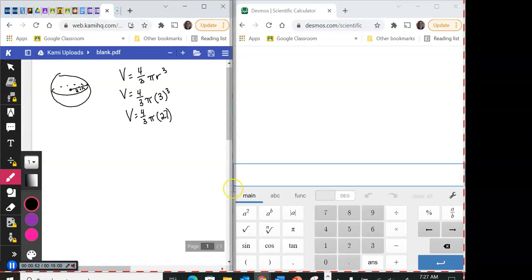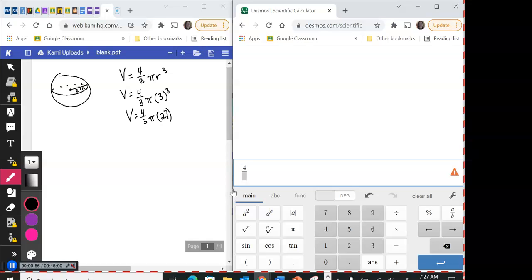And then I'm going to use my calculator, and I'm going to do the fraction button. I'm going to do 4/3. Okay. And then I'm going to multiply that times that 27. So I'm taking 4/3 of 27, which in this case is 36. So this will be 36 pi.